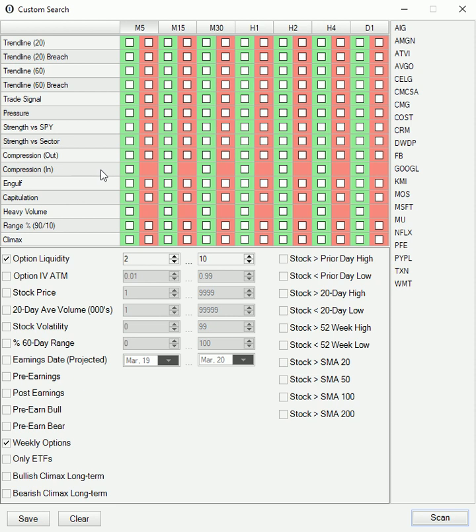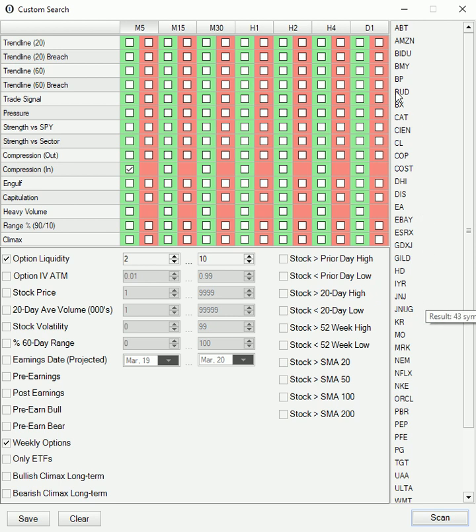Sometimes I want to see the stock when it's still in a compression. Now that would be neutral because we don't know if the stock is going to break out to the upside or the downside. For that reason, you'll see that there is no box to mark in the red. You're just simply looking for that compression right now. And if I run the scan, you can see lots of results come back.